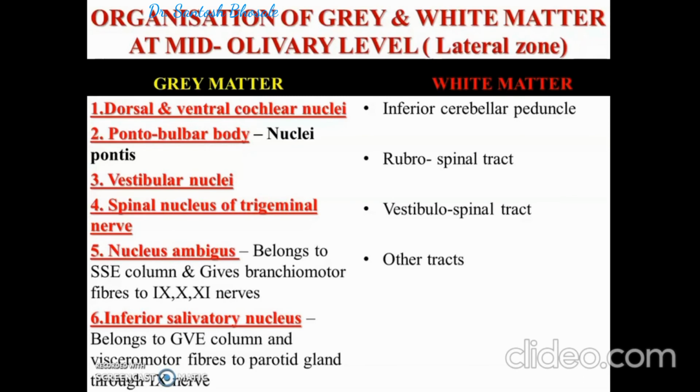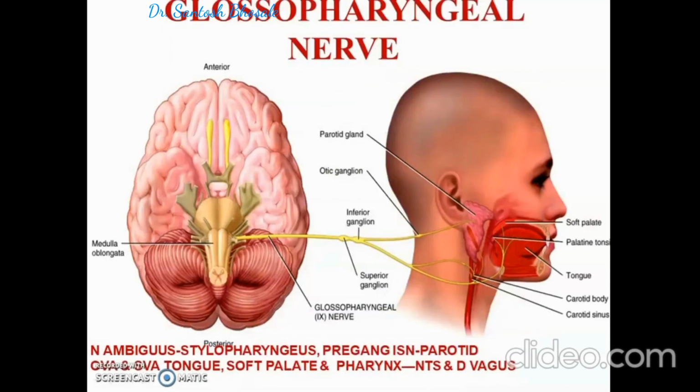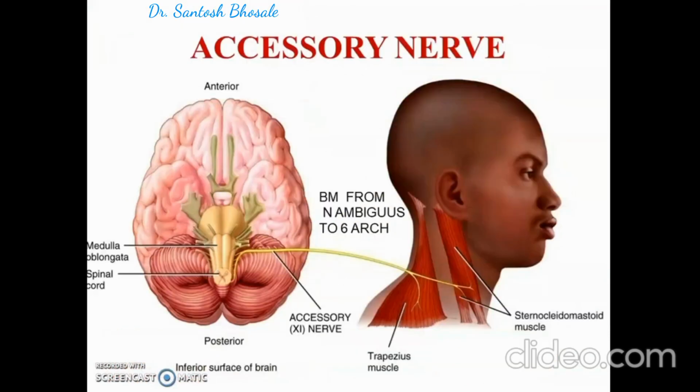Nucleus ambiguus belongs to special visceral efferent column and gives branchiomotor fibers to the glossopharyngeal, vagus and accessory nerves. And you have seen the nuclei, and inferior salivatory nucleus is also there. You can see the medial and inferior vestibular nucleus and ventral and dorsal cochlear nucleus at this level, and it gives rise to glossopharyngeal nerve. It receives fibers from the nucleus ambiguus and inferior salivatory nucleus and dorsal nucleus of vagus, whereas vagus nerve receives fibers from the different nuclei.